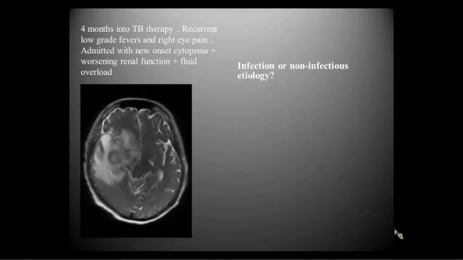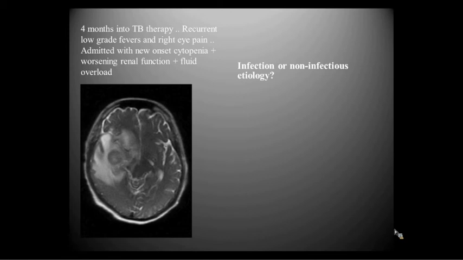Now, four weeks into TB therapy, he's having recurrent fevers and some eye pain. He gets admitted with new-onset cytopenia, worsening renal function, and fluid overload, and he gets started on dialysis. And now he has this thing on his brain.